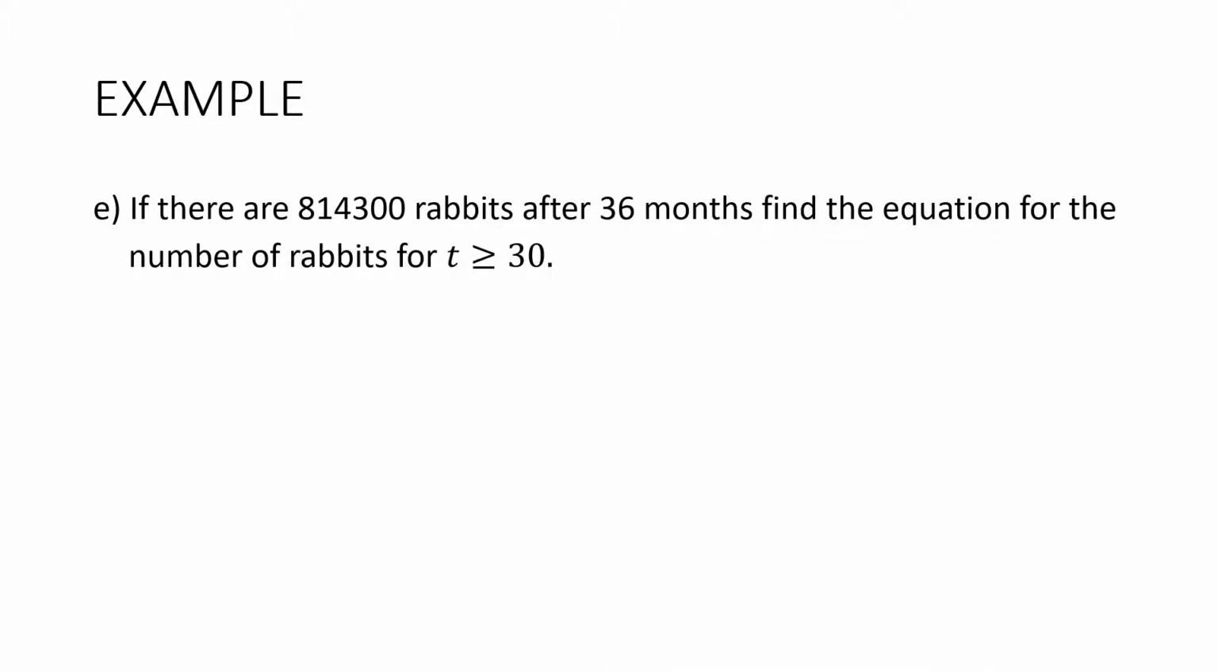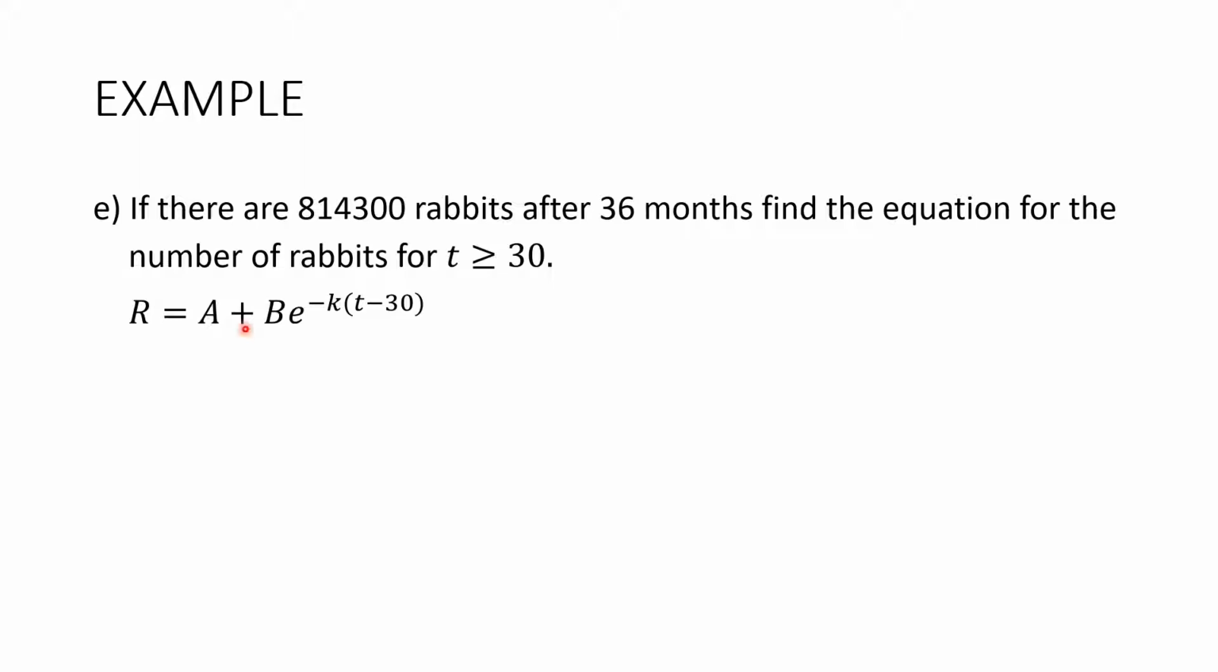E. If there are 814,300 rabbits over 36 months, find the equation for the number of rabbits for t is greater than or equal to 30. So the previous graph we showed two different functions. One prior to t is equal to 30, and then we've got to work out this equation after t is equal to 30. It's going to look something like this.